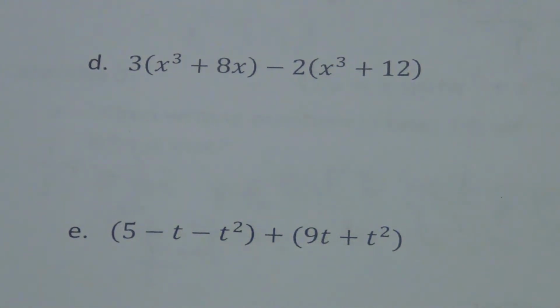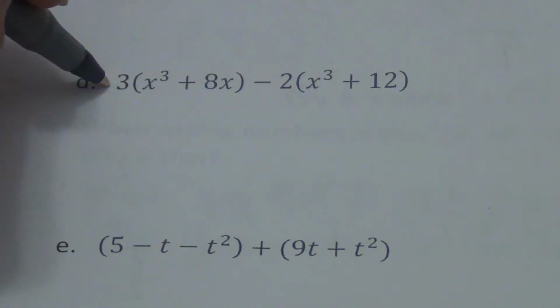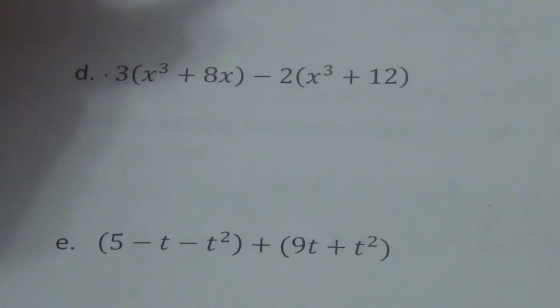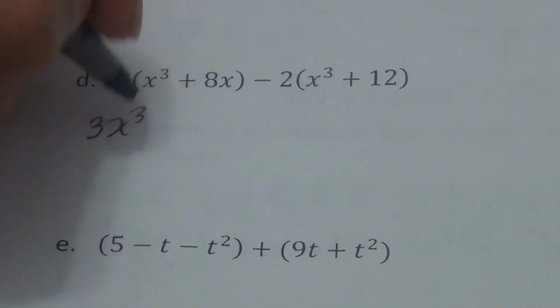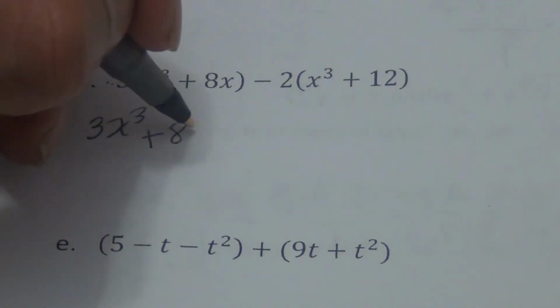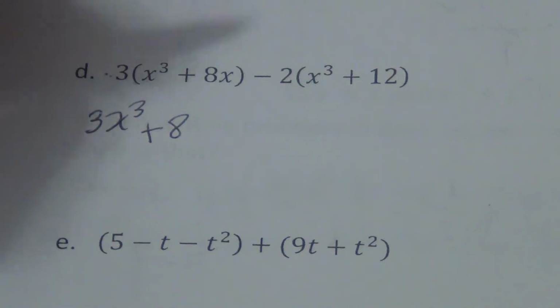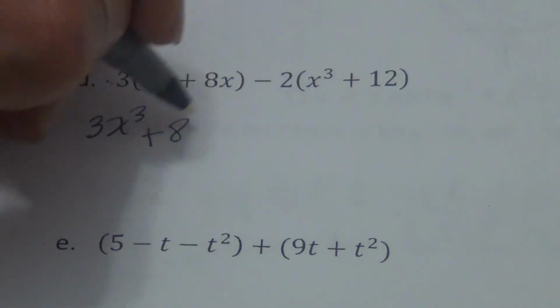All right. So the next one. In the next one, we have to actually apply the distributive property first, and then we could mess around with it. So let's utilize the distributive property here. So 3 times x to the third is 3x to the third plus 8. No. 3 times 8 is 24.